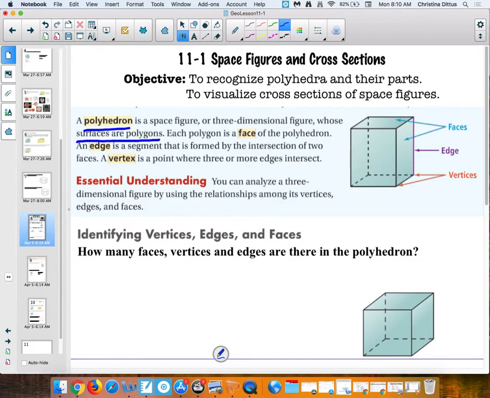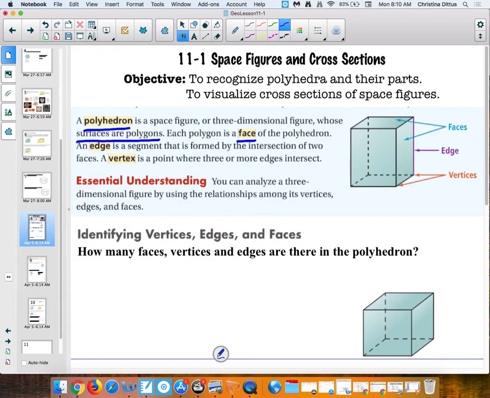Polygons are what we just spent that entire chapter doing, finding an area of. So like they're triangles, rectangles, hexagons, pentagons. Basically, it has to have 3 or more sides. Each polygon is a face of the polyhedron, so each different shape is a face.